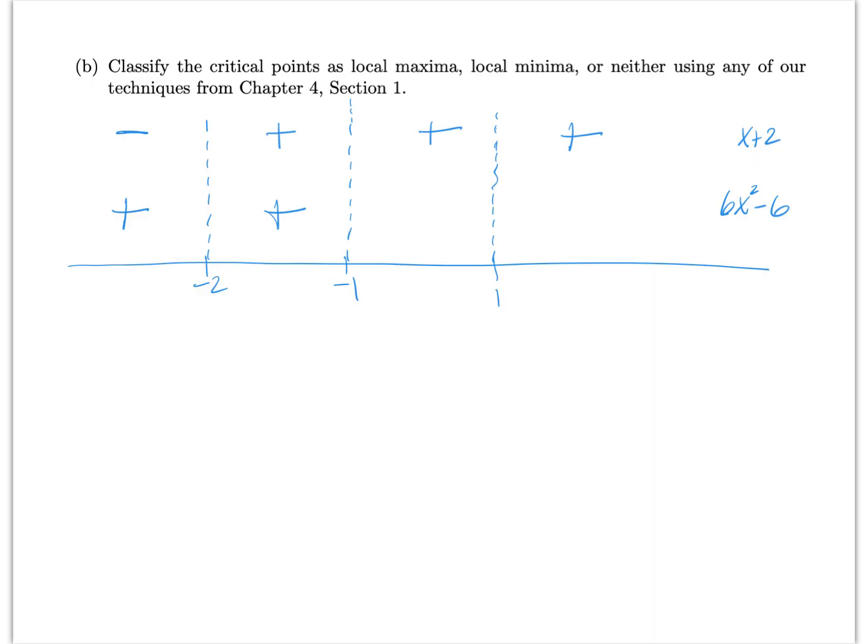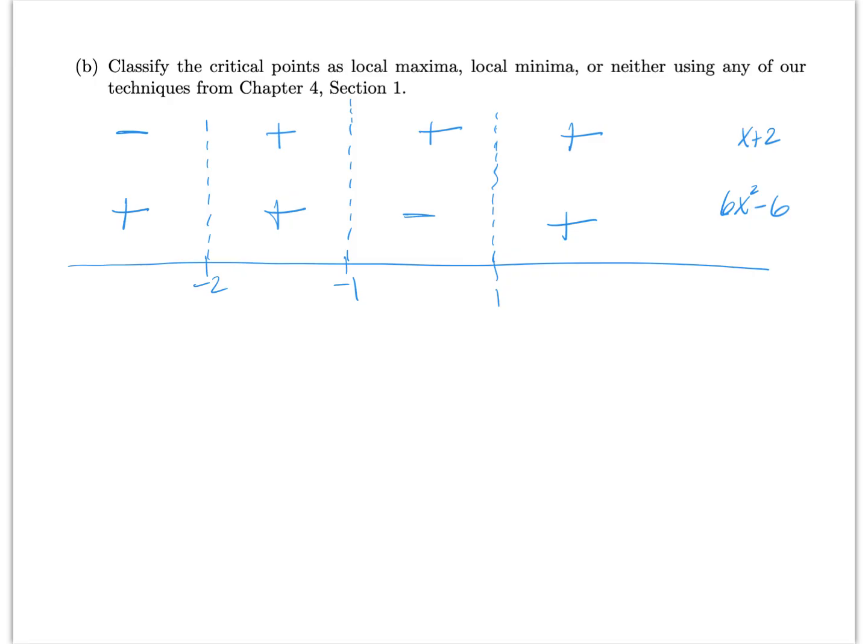And then a number between negative 1 and 1, like 0. If I put a 0 in here for x, I get negative 6, which is negative. And then put in something bigger than 1, like 10. And we get 600 minus 6, which is positive.